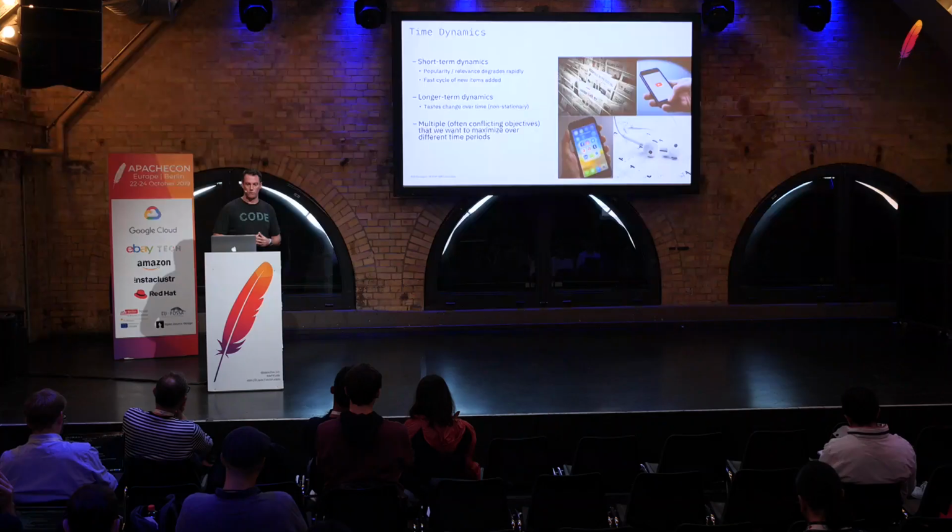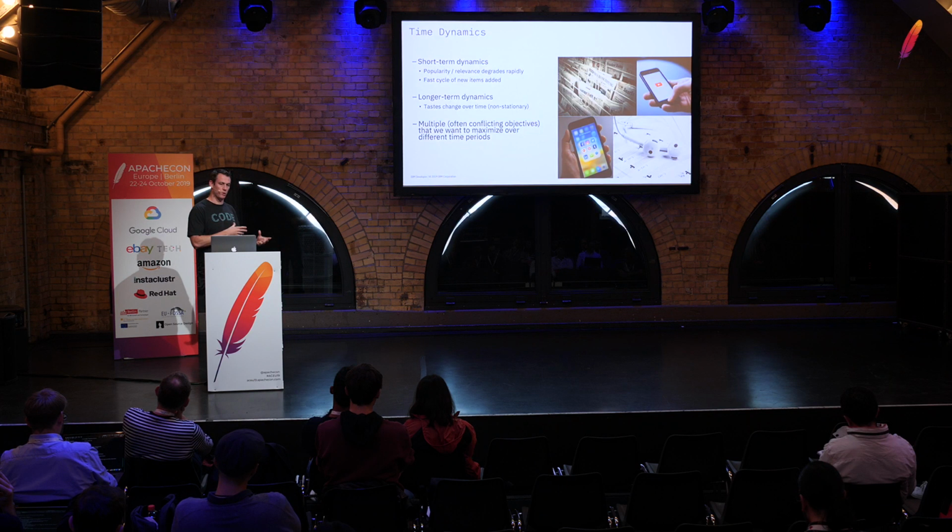And the relevance to a particular user in the news space, for example, is degrading rapidly. So if I'm coming to read news about the latest scandal in US politics, yes, some of the historical older articles are relevant. If my behavior is that I'm diving deeper and deeper into that story, that becomes more relevant. But in most cases, you want to have the most popular and the most recent mix of articles that are displayed to the user. So this fast cycle of new items being added interacts with that cold start problem and creates quite a big challenge.